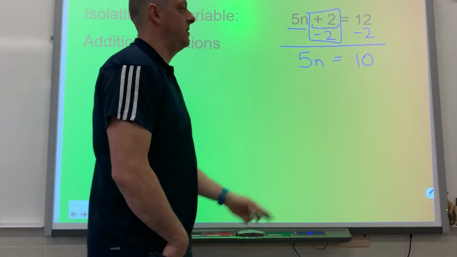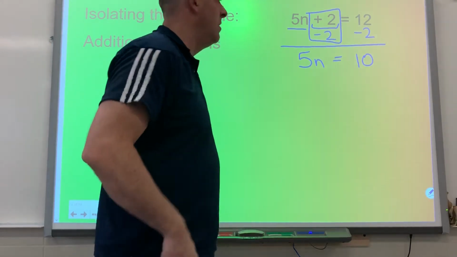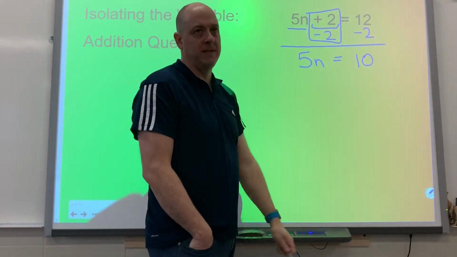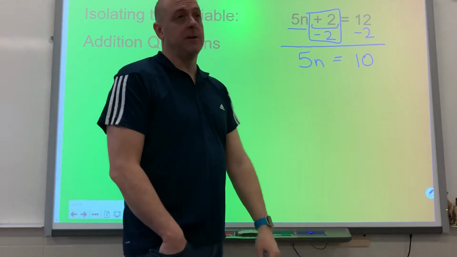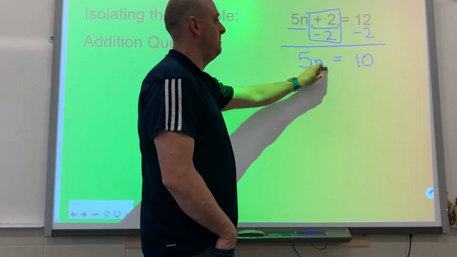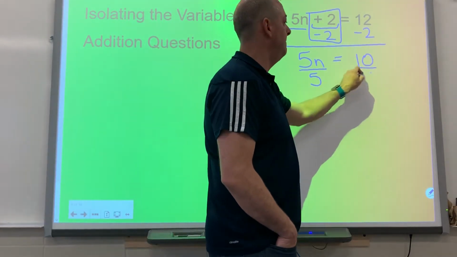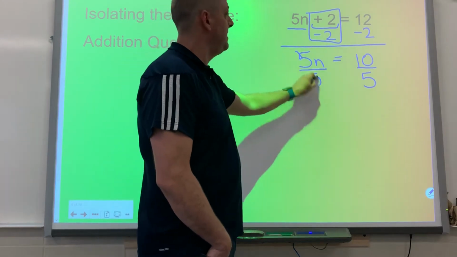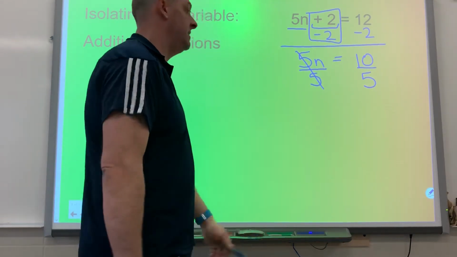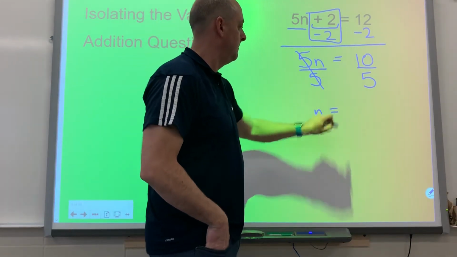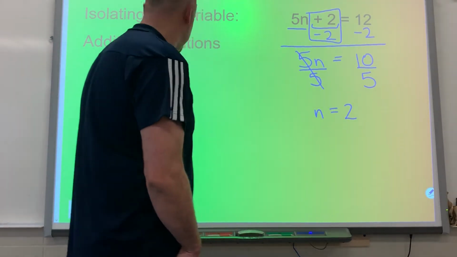But if you ended up with a question where this was a fraction or a decimal, and you didn't quite know, we would recognize that if there's nothing in between here, it means multiplication. So this is actually 5 times n. So we can again do the opposite function to get rid of it. So the opposite of timesing by 5 would be to divide by 5. If we divide by 5 on one side, we have to divide by 5 on the other side. Okay? These cancel out because 5 divided by 5 is 1, and 1 times a number is that number. So they just cancel out and they leave us with n. Over here, 10 divided by 5 is 2. And we've solved our addition.